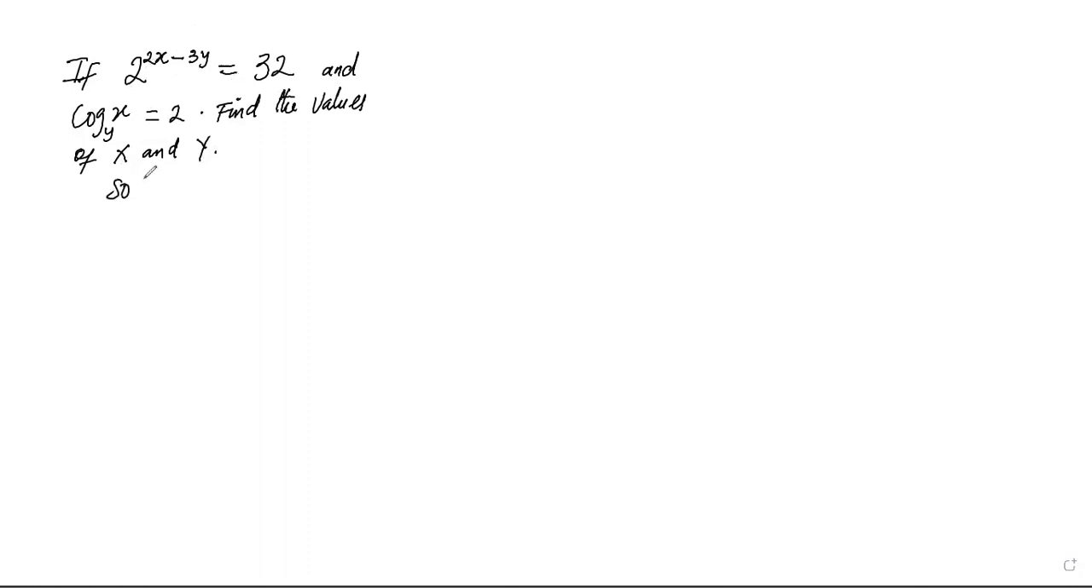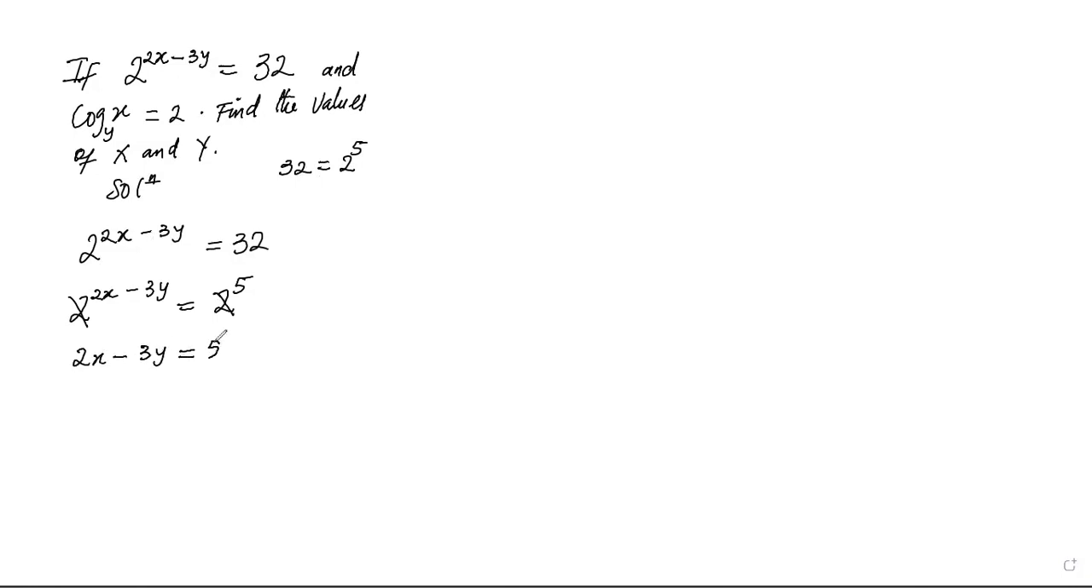Solution: I have that 2 to the power 2x minus 3y is equal to 32. Now remember, 32 can also be written in base 2 as 2 to the power 5. So I'm going to substitute 32 as 2 to the power 5 in this equation. So I'll have 2 to the power 2x minus 3y is equal to 2 to the power 5. The idea of doing this is that I can cancel out the base because the base will be the same. And when I cancel out the base, I'll equate the exponents. So I have 2x minus 3y is equal to 5.